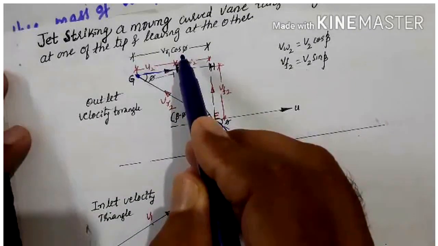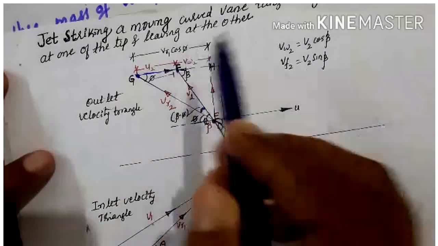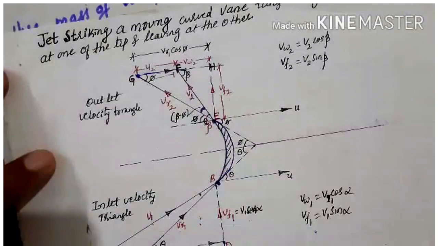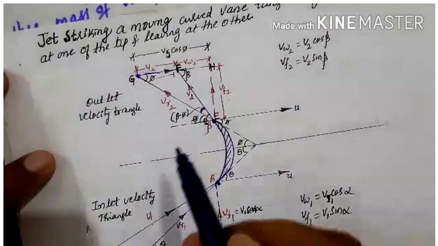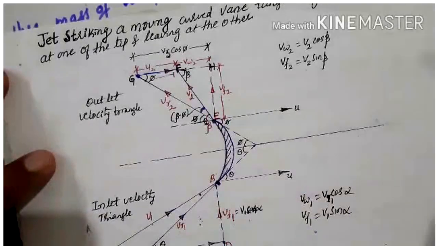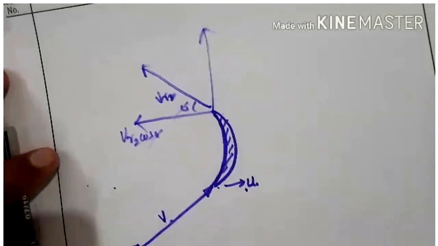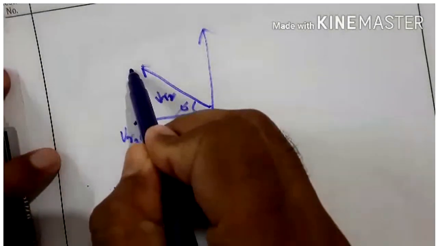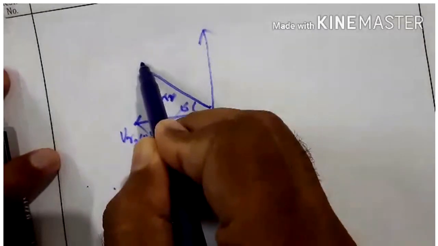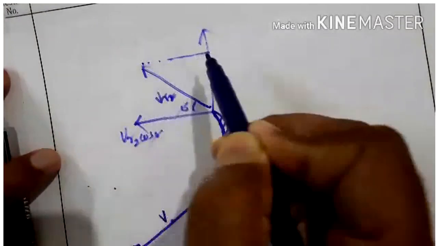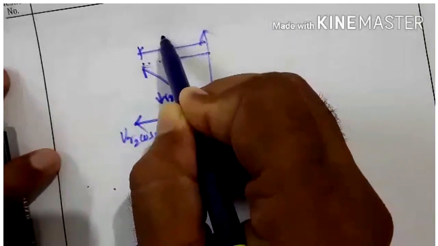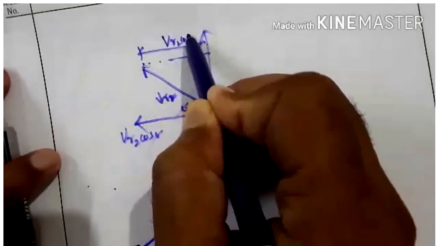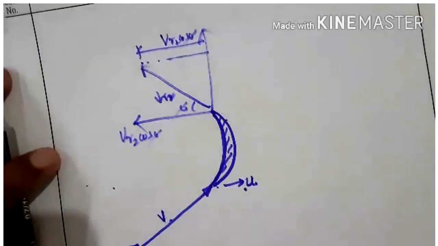This is actually VR2 cos pi, this component. Then when we resolve this one, we resolve it here. Just look at this figure. If I shift here, you will get a triangle like this. Then this is VR2 cos pi.